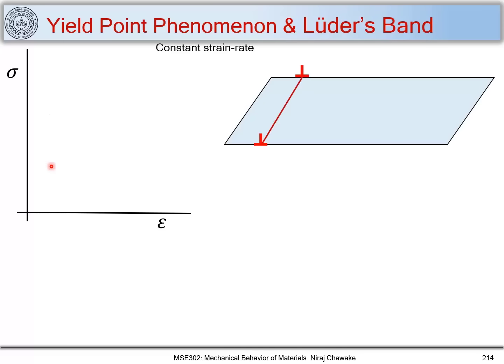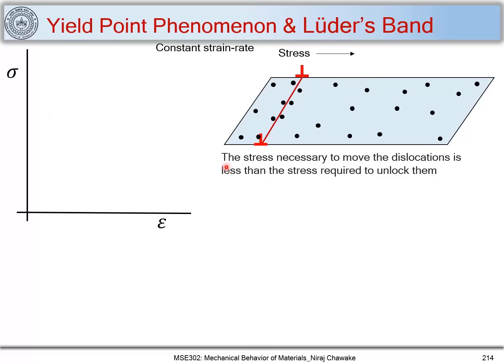Now let's consider this slip plane, this dislocation, and these solute atoms distributed in this crystal. Let's consider this dislocation around which we have a Cottrell atmosphere, that is, formation or segregation of interstitial solute atoms around the core of the dislocation below the slip plane. When you try to move this dislocation under the influence of stress, the stress necessary to move this dislocation is less than the stress required to unlock them. Let us write that down here.